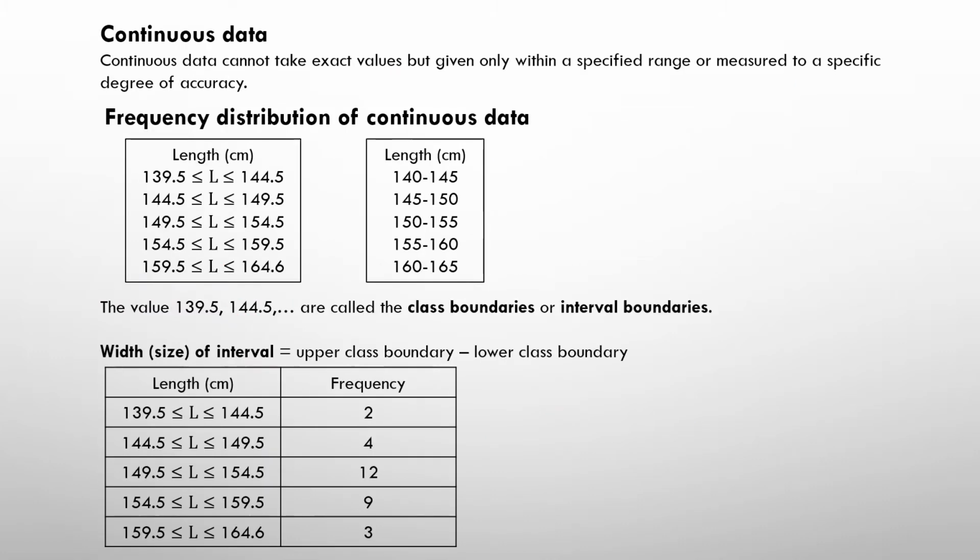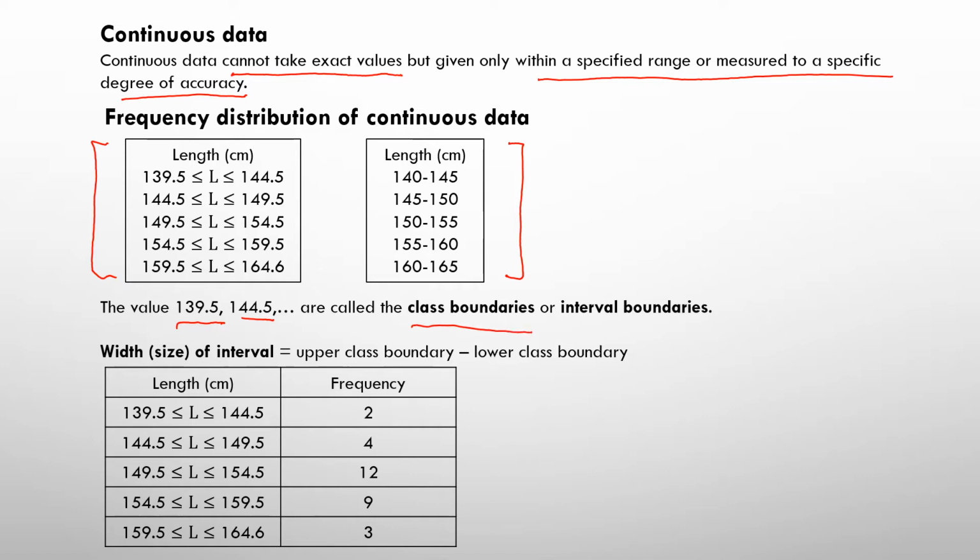After discrete data, we look at continuous data. For continuous data, we cannot take the exact value, but we're given within a specific range or measured to a specific degree of accuracy. Now let's look at the table of frequency distribution of continuous data. We can clearly see that there's a range for every class, like 140 to 145, 145 to 150. So the values 139.5, 144.5, these are called class boundaries or interval boundaries.